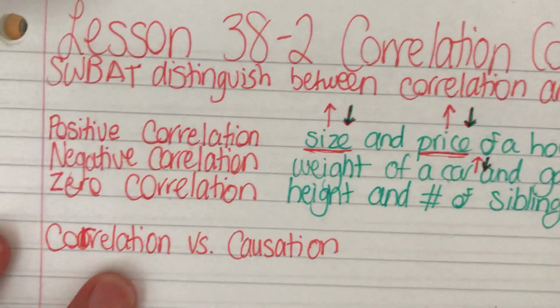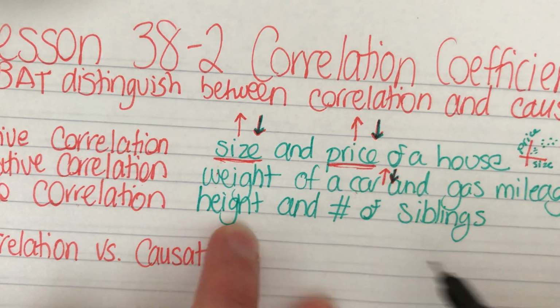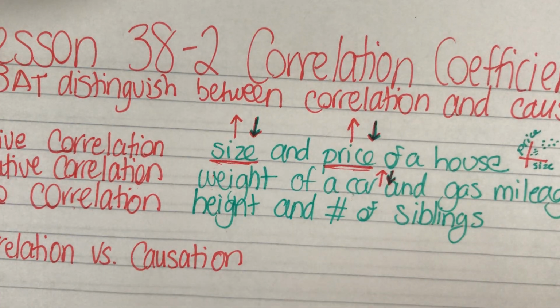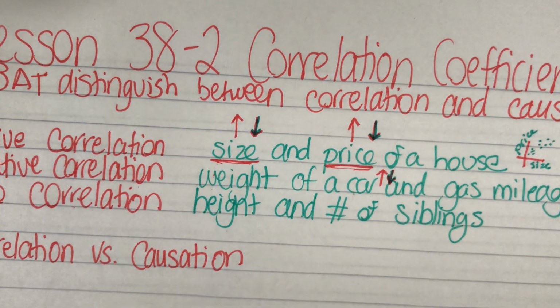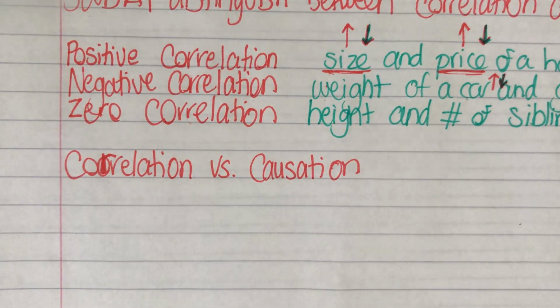All right, and finally, 0 correlation. Here's the scenario: your height and how many siblings you have. Well, there's really no pattern there. Your height and the number of siblings you have don't really follow a pattern or have anything to do with each other. And that's what brings us to this discussion of correlation versus causation.